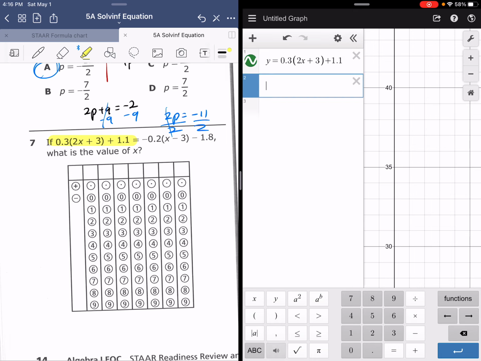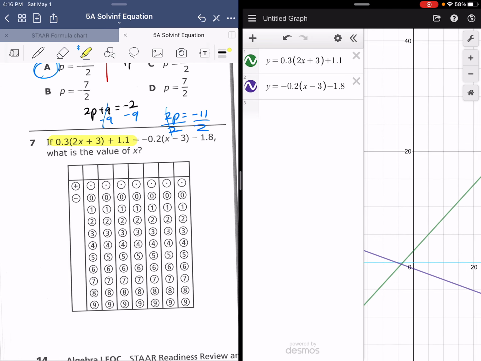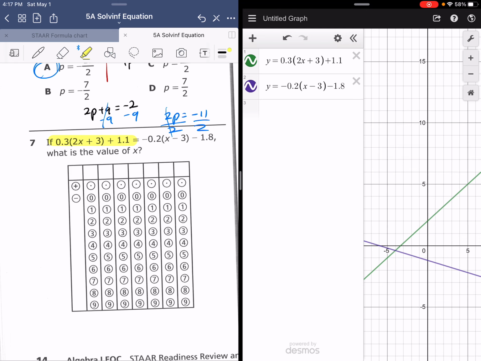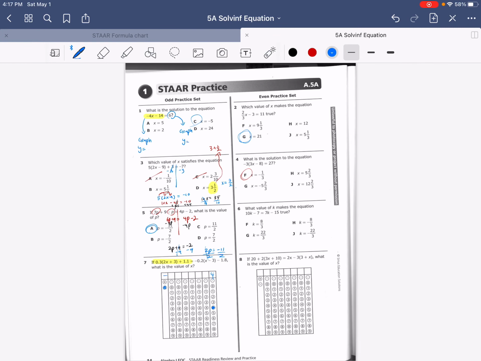So I got 1. And second one, y equals what? Negative 0.2x minus 3 minus 1.8. Here. Intersection point, negative 4, right? Negative 4. Like that, okay? That's what you do. Now try the question on the right by yourself.